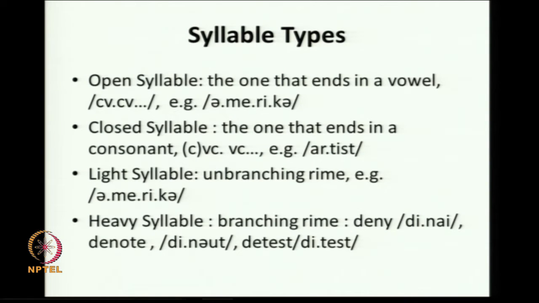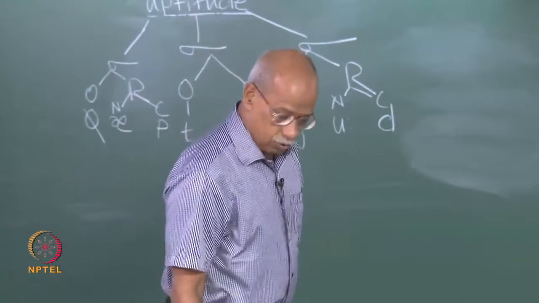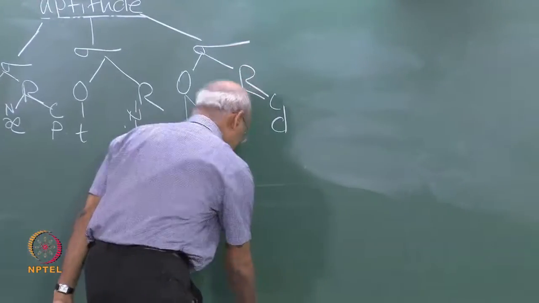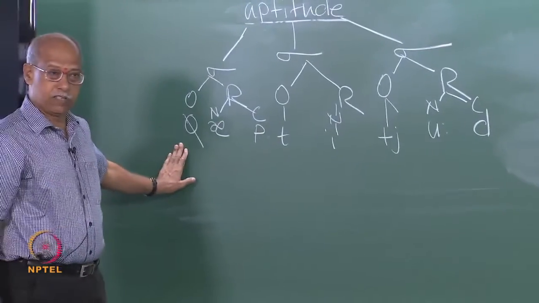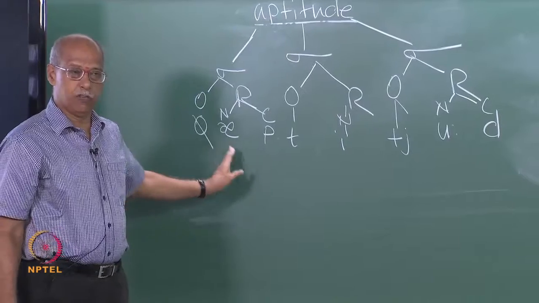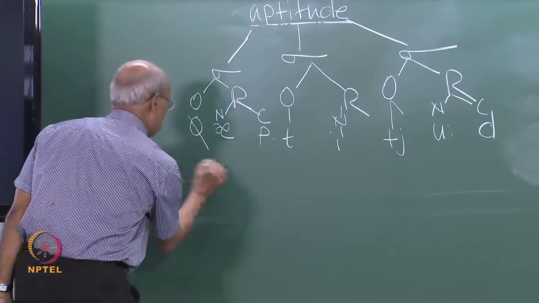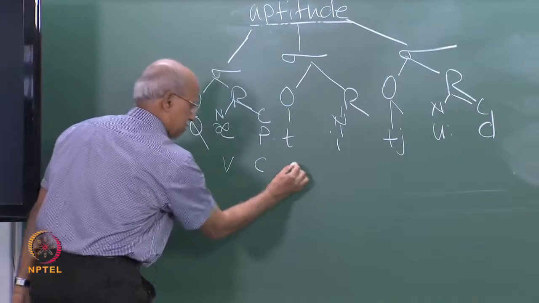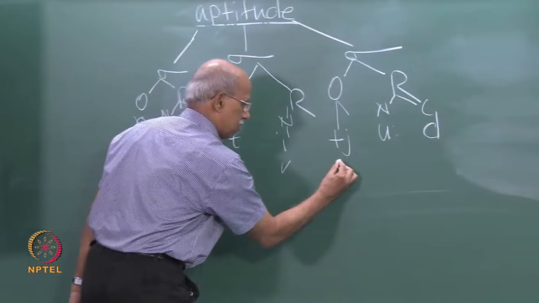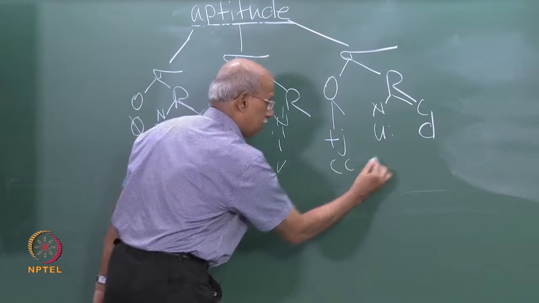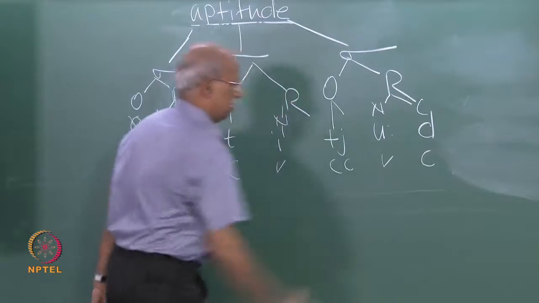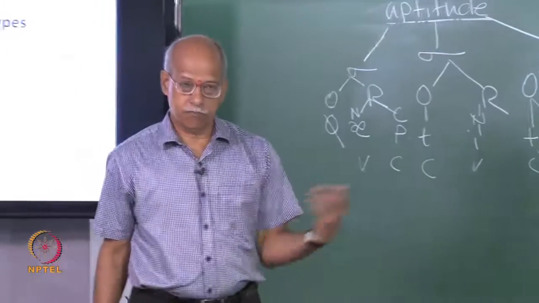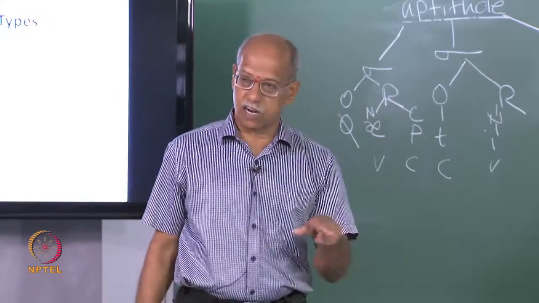How many different kinds of syllables can there be? Okay? Look at this word, and if you apply labels, if you use a computer and say all consonants will be labeled C, all vowels will be labeled V, then you see this has no consonant, you have V, C. What is this? C or V? C. What is this? V. What is this? C. What is this? C. What is this? V. What is this? C.